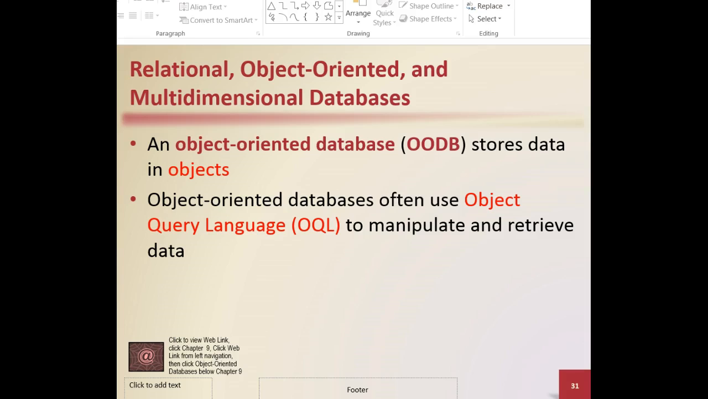Object-oriented databases, however, store data in terms of objects. So relational databases store data in terms of tables, and object-oriented databases store data in terms of objects. Object-oriented databases use the object query language to manipulate and retrieve data.